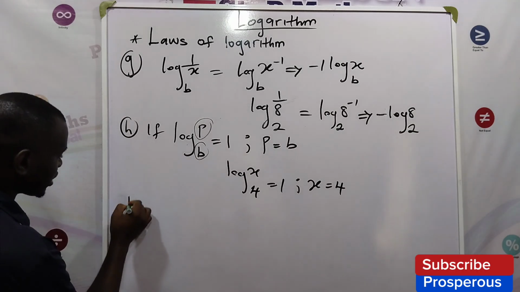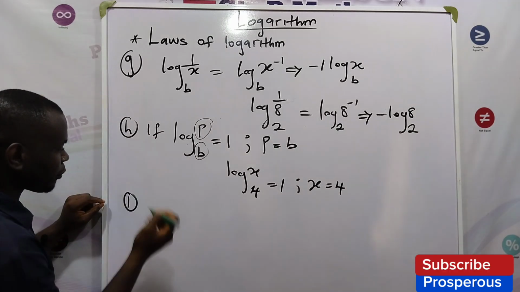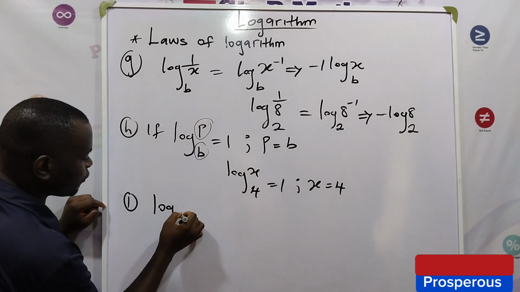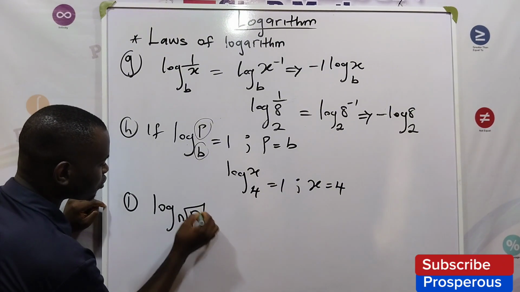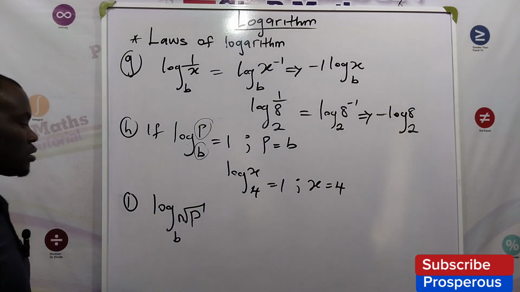The next one we want to consider is the roots of logarithm number. I have logarithm of nth root of p to base b.